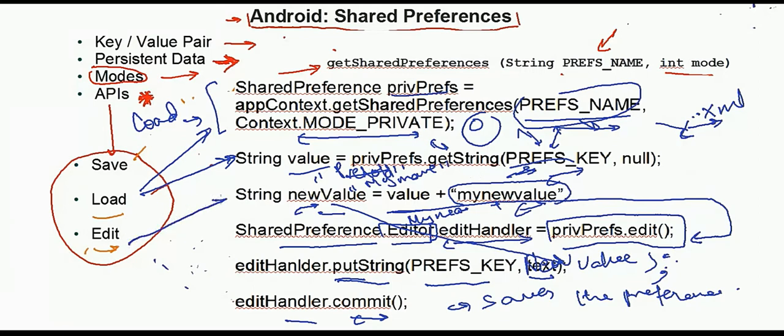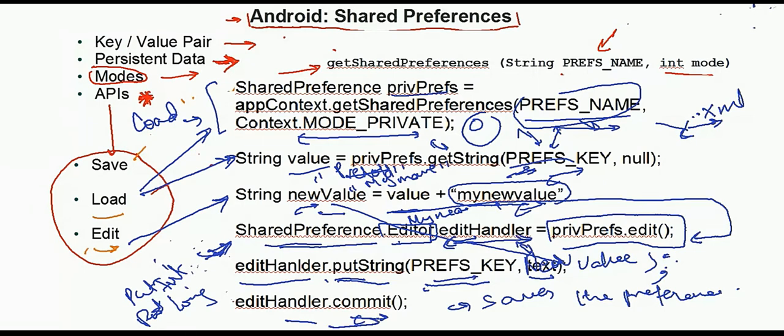Now we are going to edit, like change this value. So we add a new value to our value string by giving a plus newValue variable, and then we create this editor from the shared handler editor variable by calling this function privatePreference.edit. Using this editor we call the putString function of this editor handler, and we change the value. Put string, it can be putInt, it can be putLong, it can be putBoolean, it can be any of these put values depending on what variable we want to store in our preference keys.